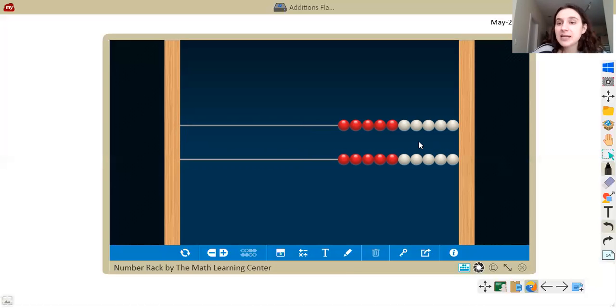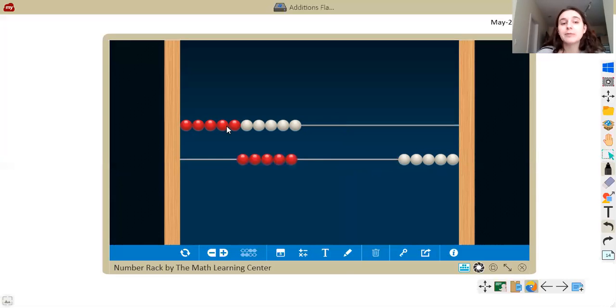So for 15, I know that 15 is made up of 10. So I'm going to move the first row of 10 and 5. So I know that all these red beads here are 5 in total. So 15 would be 10, 5, or 15.